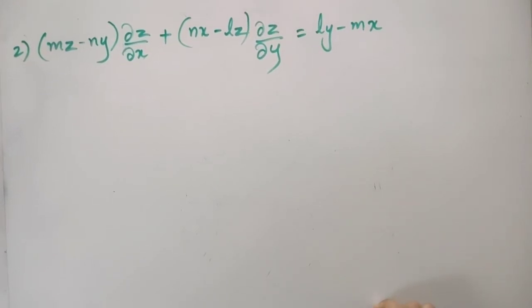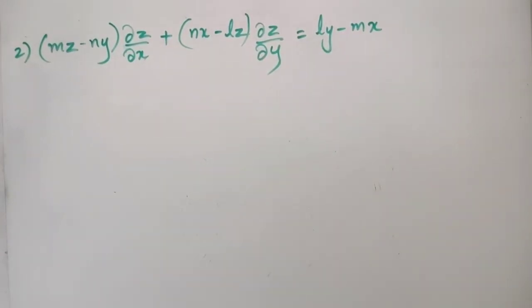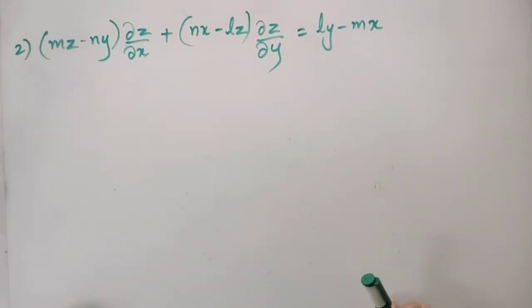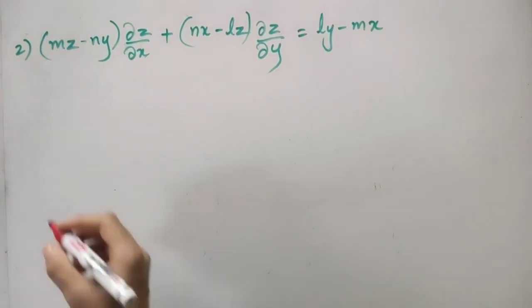Now let's see how to solve this problem. Mz minus ny into dou z by dou x plus nx minus Lz into dou z by dou y is equal to Ly minus mx. This is a linear differential equation, or I should say it's a Lagrange's linear differential equation. So let's see how to solve this.